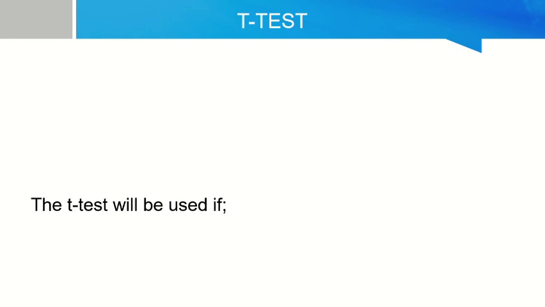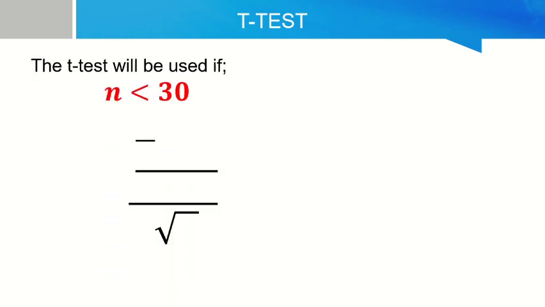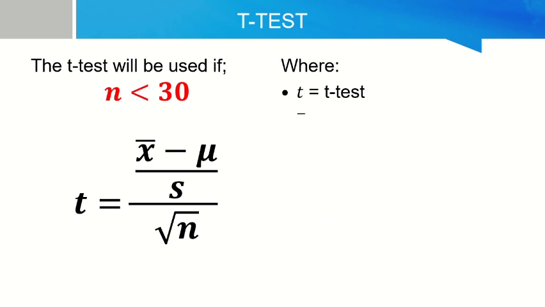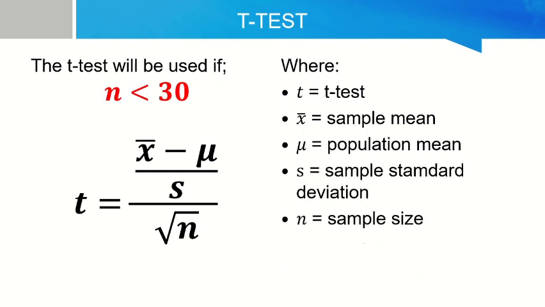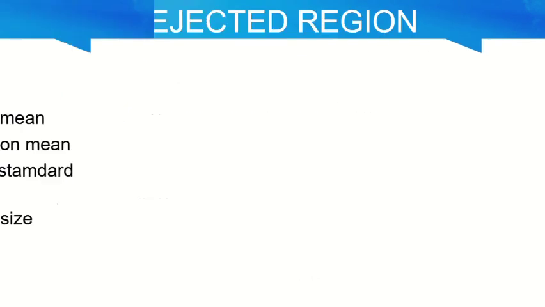How about t-test? Siyempre, ang t-test naman ginagamit siya kapag ang number of samples nyo ay less than 30. Actually, pareho lang naman ang process niyan, ang difference lang yung given. Your t is your t-test. The x is your sample mean. Then the Greek letter mu is your population mean. And then your s is the sample standard deviation. And your n is the sample size.